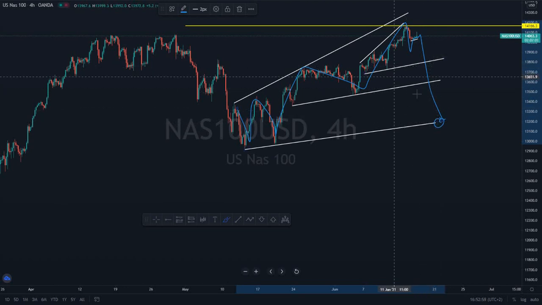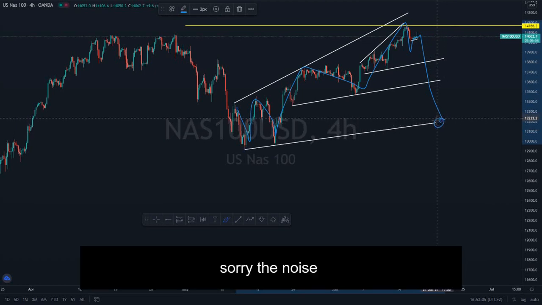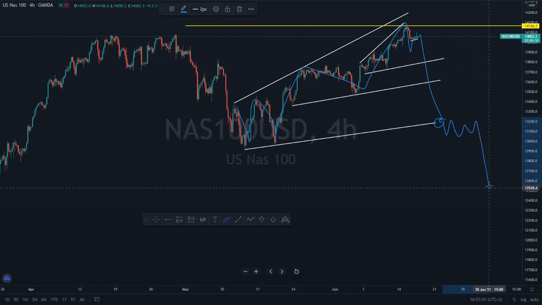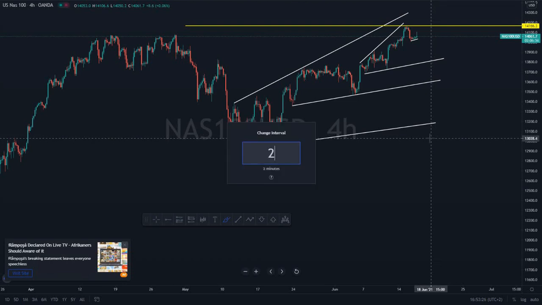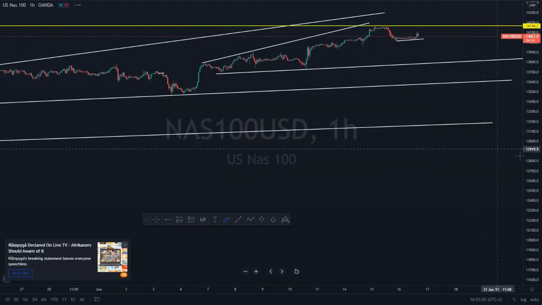So that is the overall target where I'm expecting it to drop. Maybe it can drop even further, we don't know, but I'm looking forward to see if it is going to come here maybe next week or in the upcoming days, I don't know. So yeah, and then we'll have to dive into the 1 hour time frame and take a look at what is going on there.